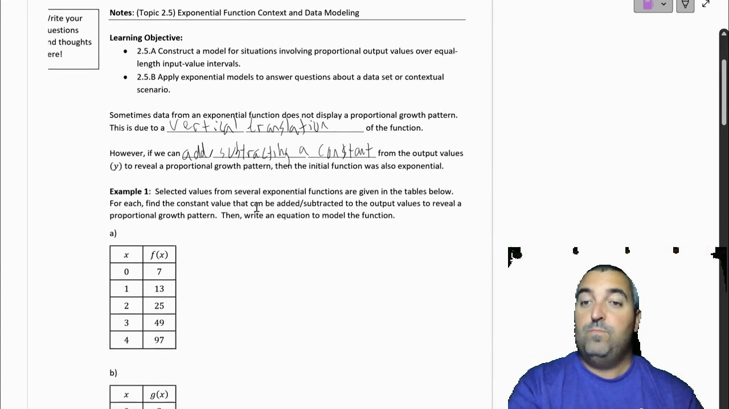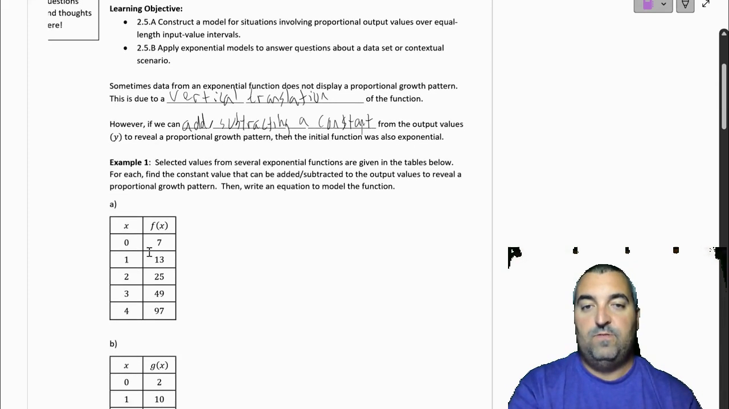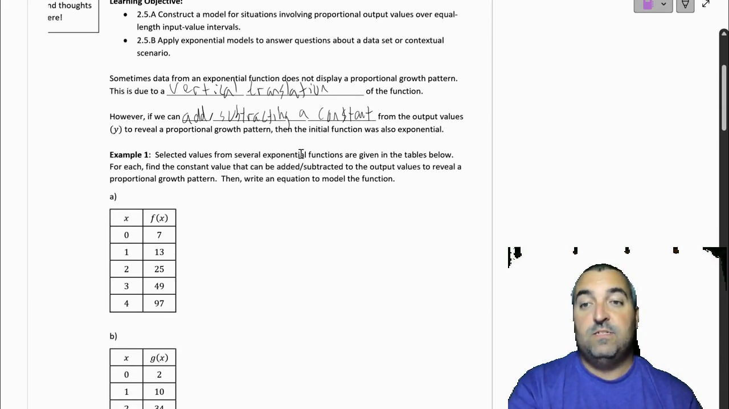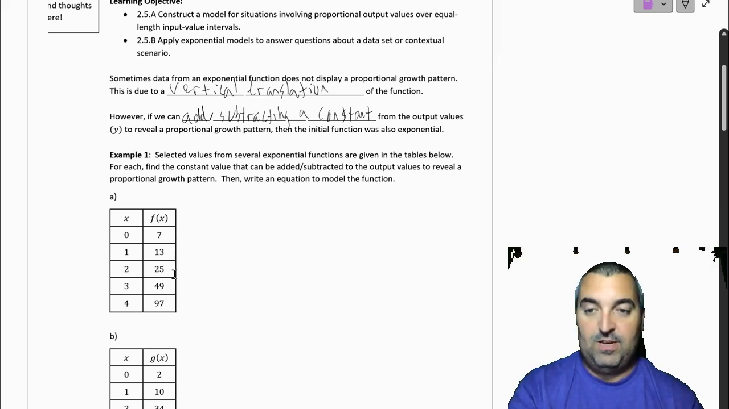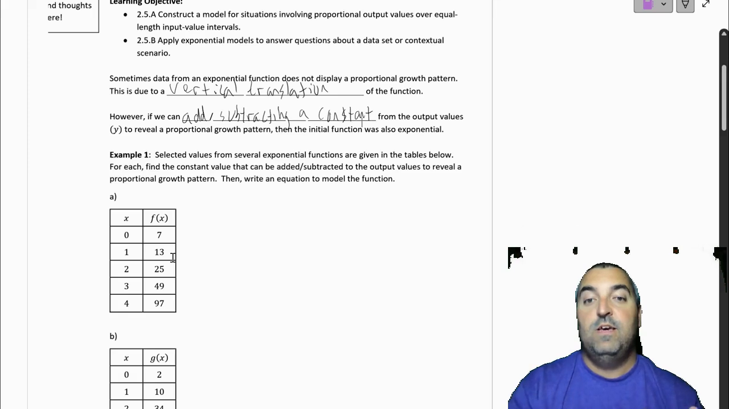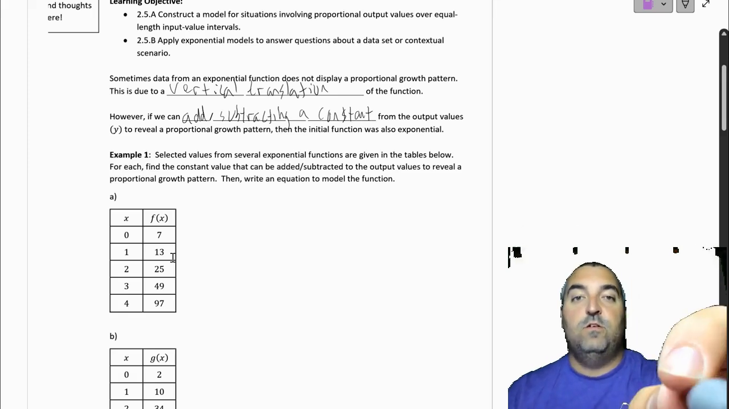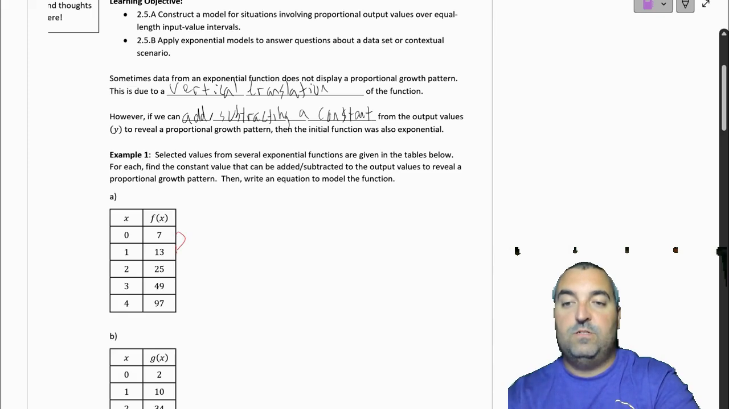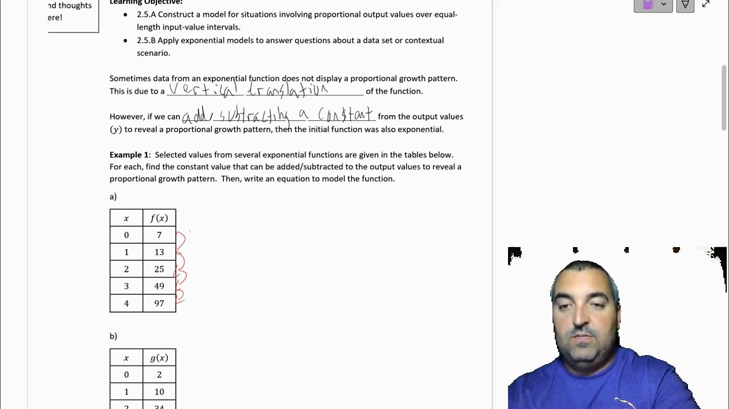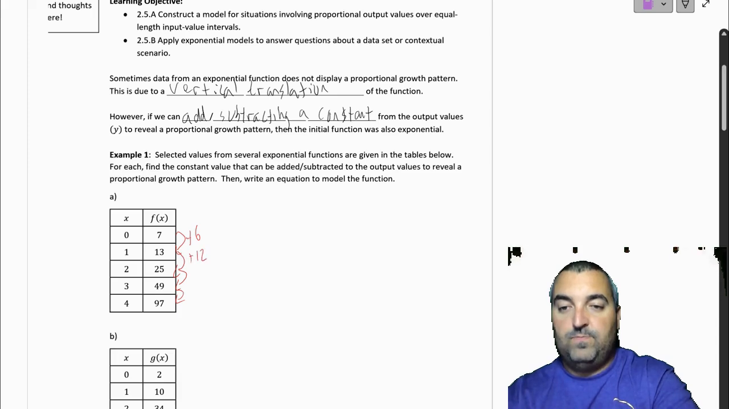So a good example here is a. For this one, they're even telling us this is exponential, but when you look at this initially, you see equal length input intervals going up by ones, but then my y values, well, 7 to 13 doesn't multiply nicely. 13 to 25 is not the same multiplication as 7 to 13 would be anyways. So this is where we have to look first at their first differences, just like we would if we were checking to see if it was linear. And we're going to see that this will reveal that it is actually exponential.